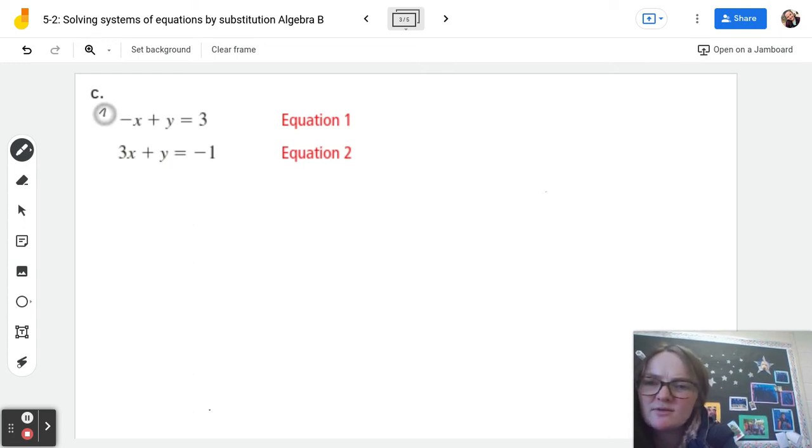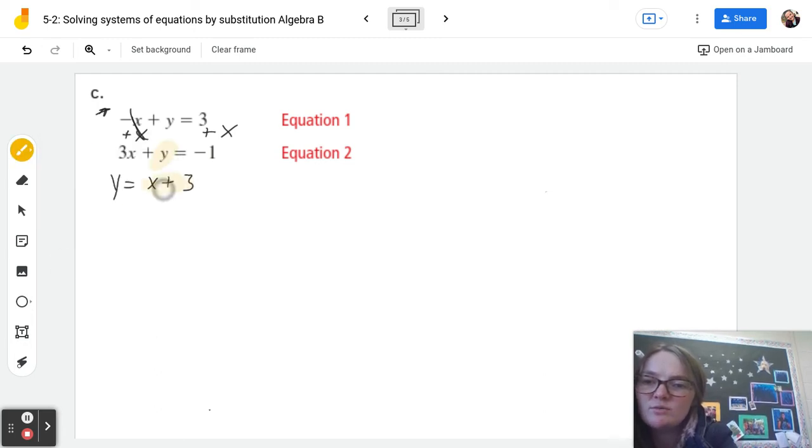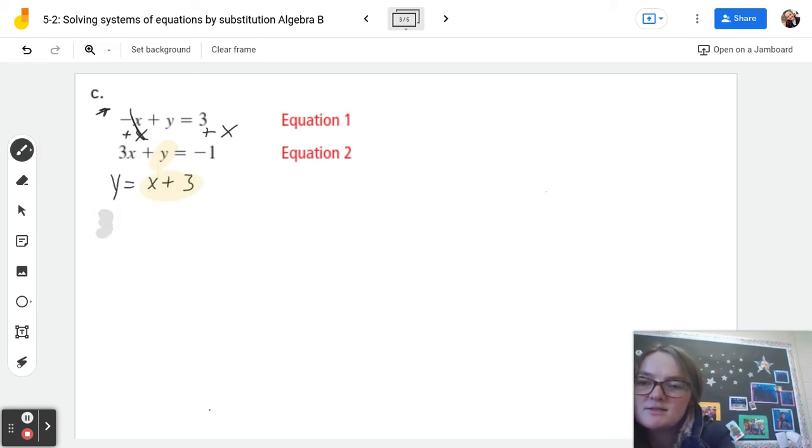To get y by itself in the first equation, I'm just going to add x on both sides. That cancels the negative x, and I get y is equal to x plus 3. Okay, so then y is equal to x plus 3, so let's solve this. Instead of saying 3x plus y, I'm going to say 3x plus parentheses equals negative 1. In the parentheses, I'm going to substitute in x plus 3.